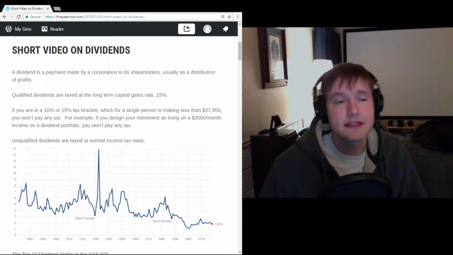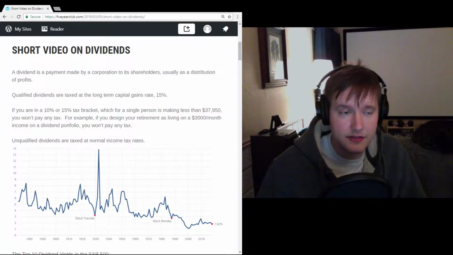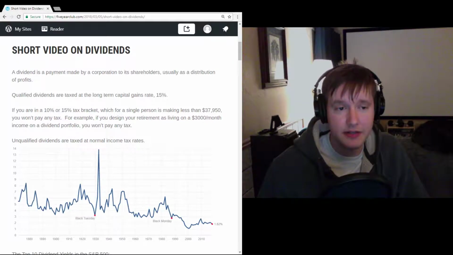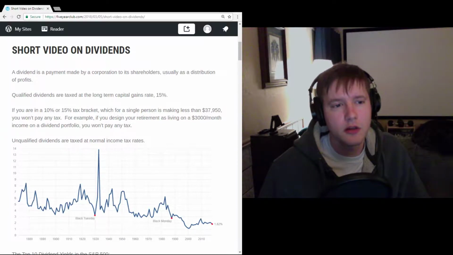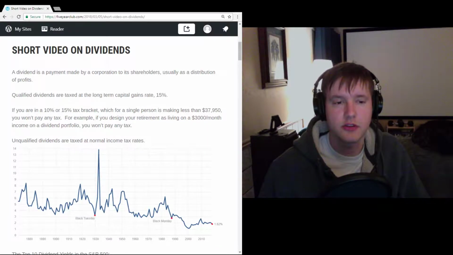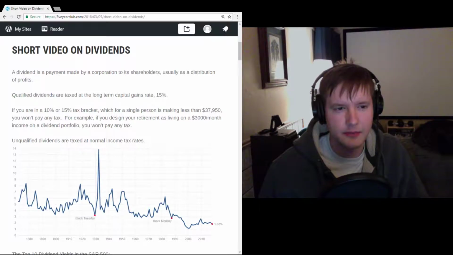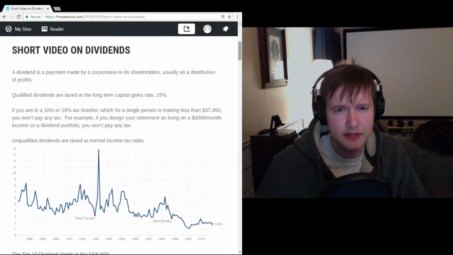And what that means is that if you design a retirement portfolio where you're living on $3,000 a month or less, so you're realizing $36,000 or less of dividends per year, you won't pay any tax on that income. And I think that's a pretty sweet deal. There are also unqualified dividends, and those are taxed at your normal income tax rate, so make sure that your dividends are qualified. I couldn't find any good common examples of unqualified dividends, so just try to make sure that they're qualified.